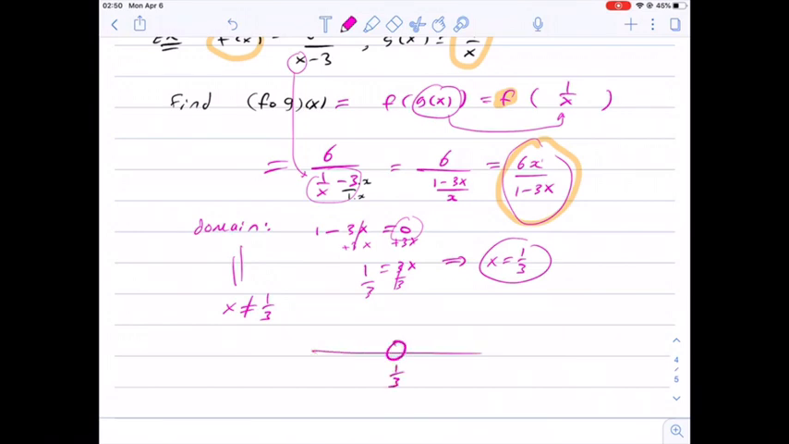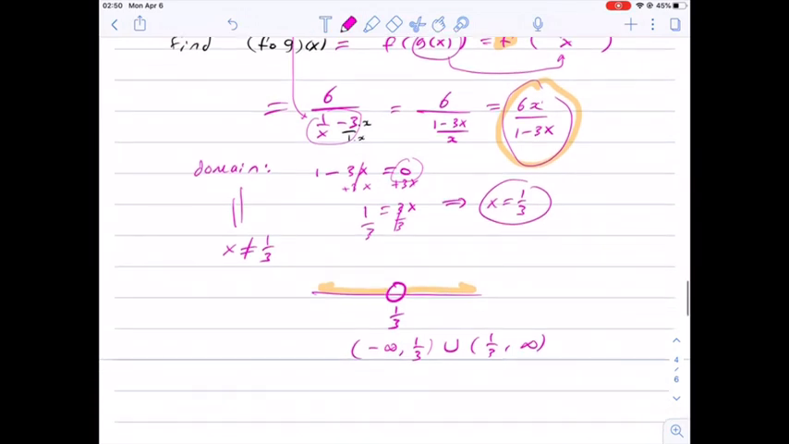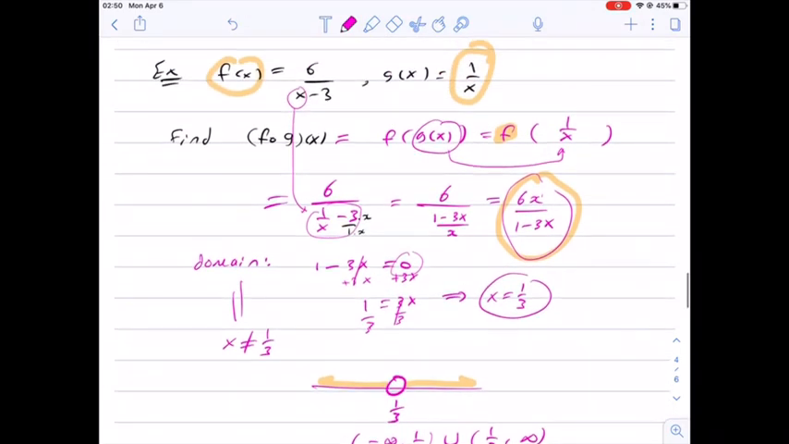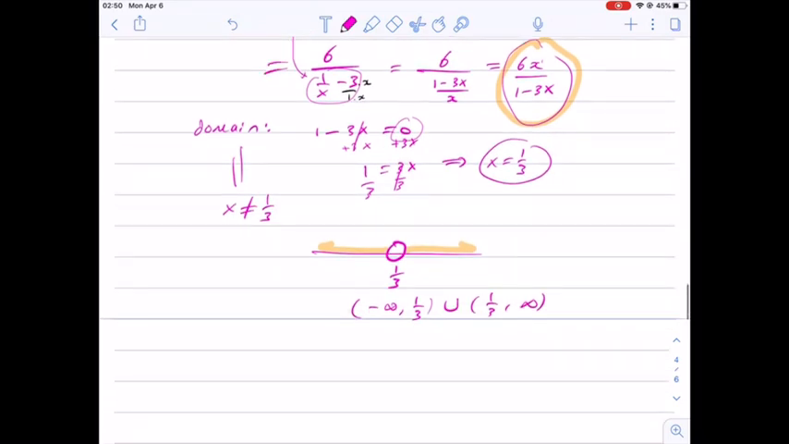So on the number line, we have 1/3 here, it's open circle, and everything else is defined. So we can write it this way: negative infinity to 1/3, union 1/3 to infinity. But we still have a problem. We still have a problem with the function g of x when x equal to 0. So we need to exclude, except 0. What should we write here?